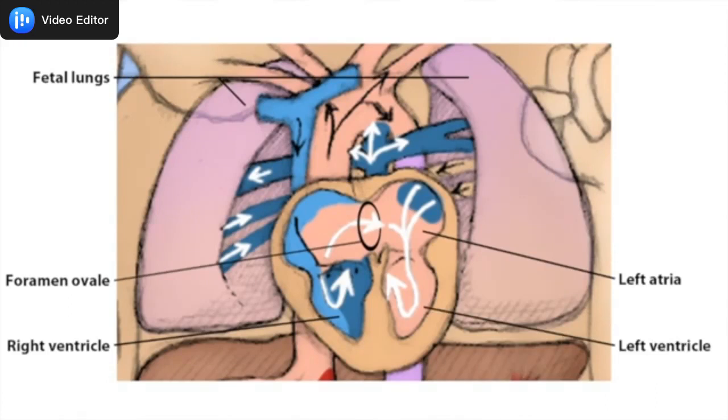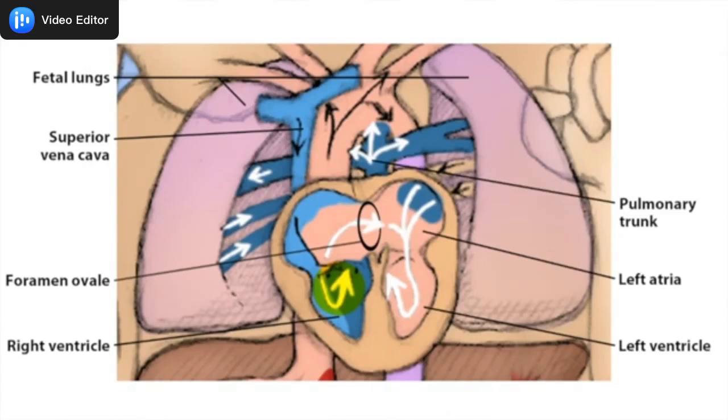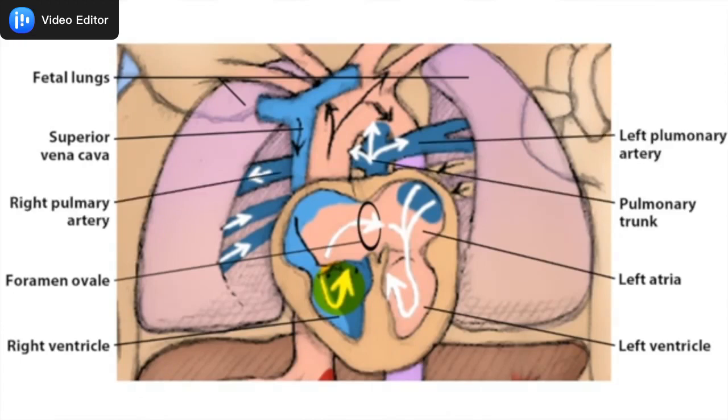Deoxygenated blood from the superior part of the fetal body, entering the right atrium through the superior vena cava, is directed towards the tricuspid valve rather than the foramen ovale, and thus passes mostly into the right ventricle. The right ventricle pumps blood through the pulmonary trunk, which bifurcates into the left and right pulmonary arteries.